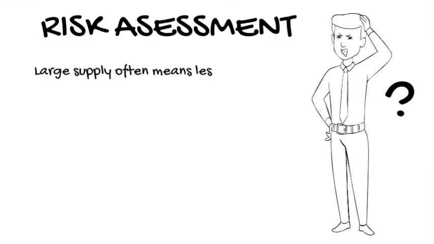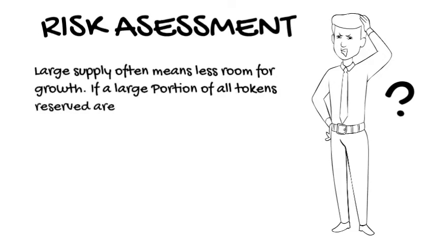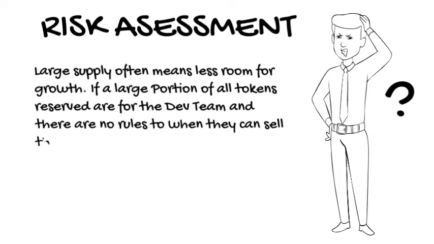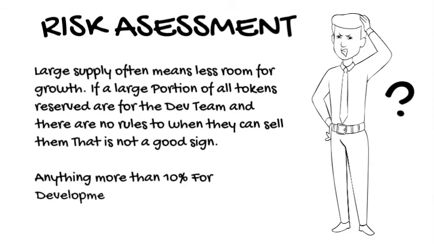Large supply often means less room for growth. If a large portion of all the tokens reserved are for the dev team and there are no rules for when they can sell them, that's not a good sign. Anything more than 10% for development raises some serious questions.